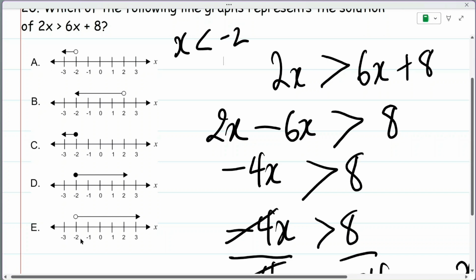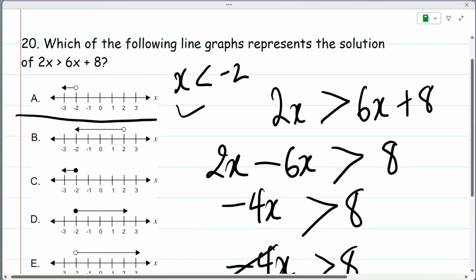So it goes to minus 3, minus 4 towards the negative. Unlike E, that is going towards the positive, is increasing from minus 2 to minus 1 is an increase to 0. 0 is greater than minus 2. Then you have 1, 2, 3. This is on the increase. So the answer to question 20 is A.